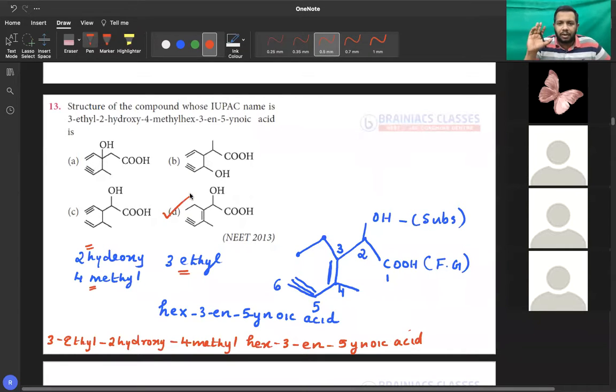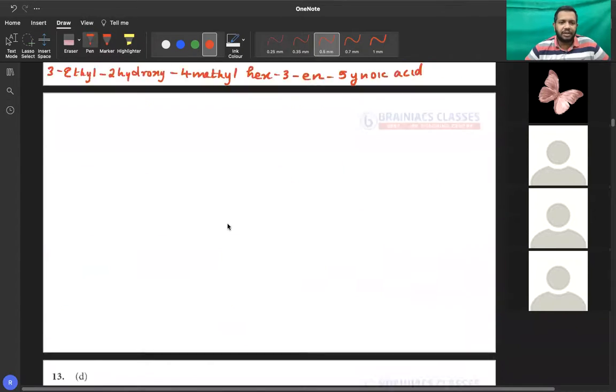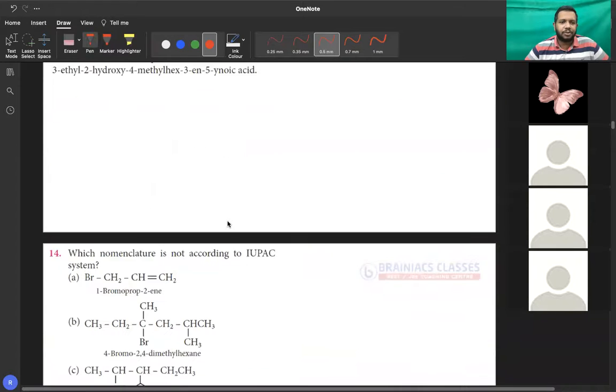Is this clear for everyone, all of you? Yes, super. NEET 2013 question. So let's go to the next one. Option D was the correct one.